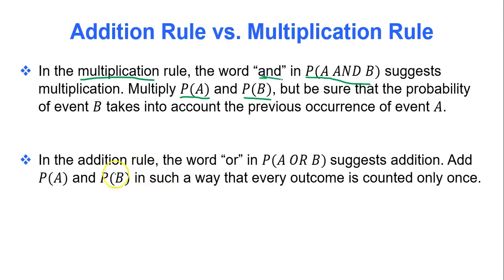And the addition rule, you use the word or. You find the probability of event A occurring or event B occurring, and it suggests addition. That's why it's called the addition rule. So you add together the probabilities of each individual event in such a way that every outcome is counted only once. You do not want to double count. So that's distinguishing between the two rules.